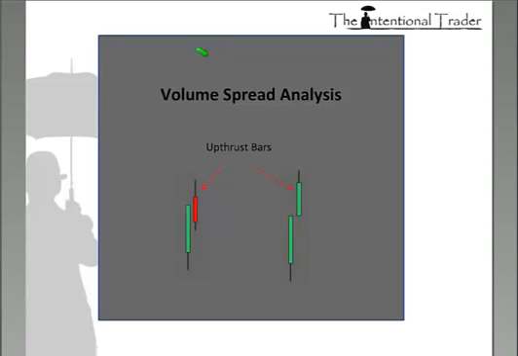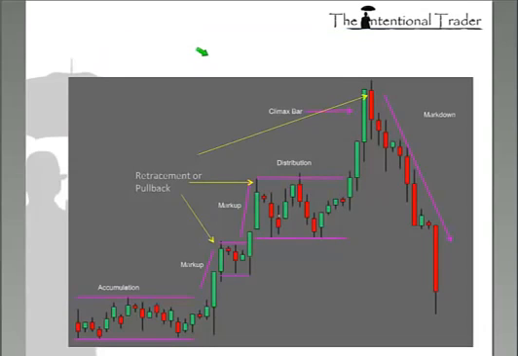Also very important things to look for: upthrust bars. Okay, I mentioned when these upthrust bars happen. Remember, after accumulation, we'll be breaking out of the range that we've been trading in with an upthrust bar. Now, an upthrust bar can close up or down, but the high of the bar is going to thrust higher than the high of the previous bar. Okay? So this will be an upthrust bar after accumulation. Okay? These are our upthrust bars. Okay?